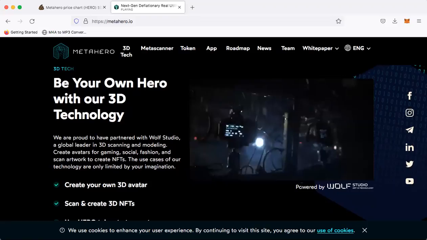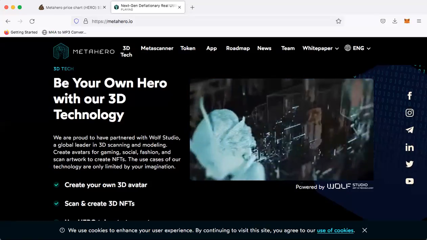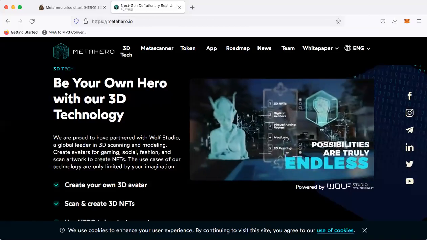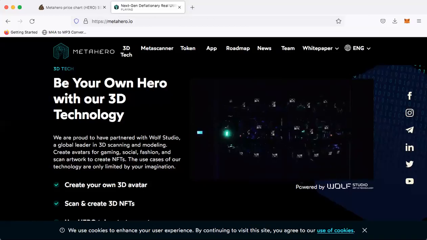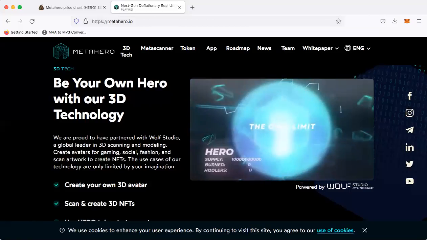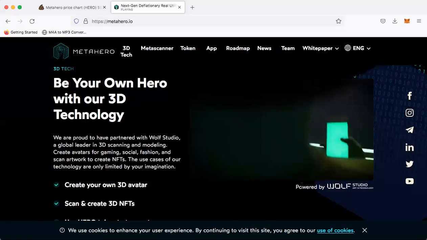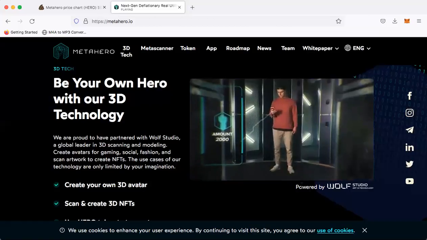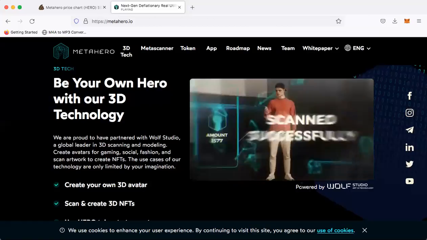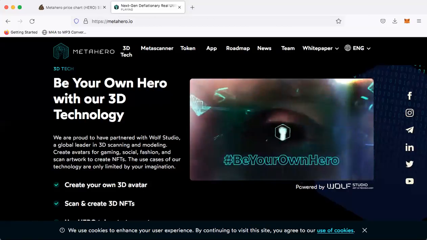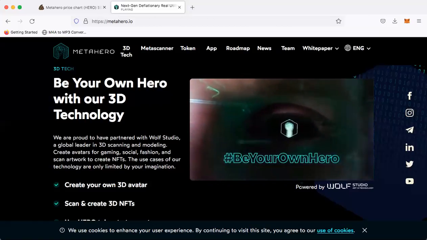Of Cyberpunk 2077. From 3D NFTs to digital avatars, the possibilities are truly endless with the Metahero 3D chambers, which will be placed in locations around the world. The deflationary Hero token, coupled with next generation 3D technology, will set your imagination free. Welcome to the future.